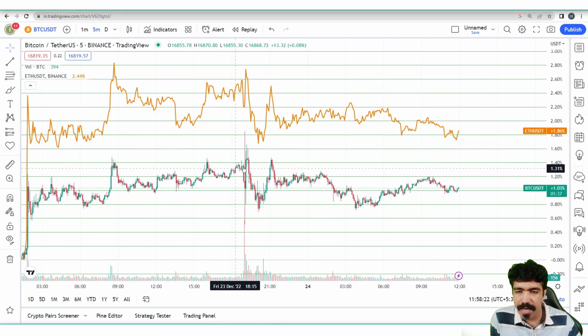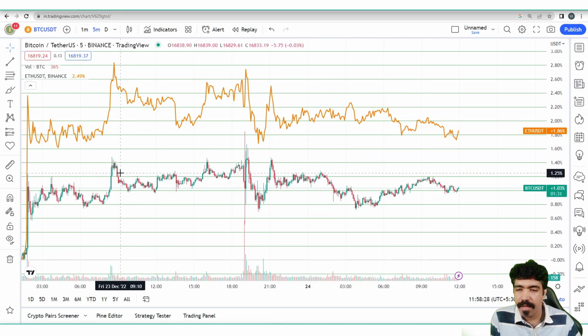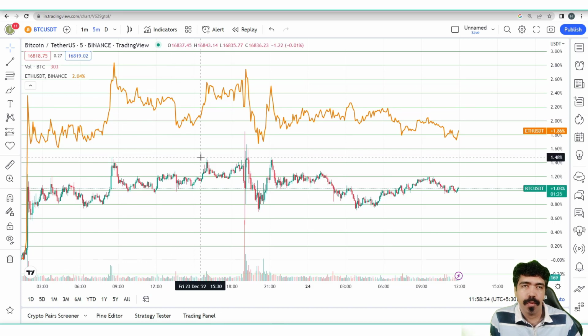The existing chart was Bitcoin, and this new chart is of Ethereum. The orange line shows the chart of Ethereum, and the normal candlestick chart shows the chart of Bitcoin. So this is the compare option. We can compare two or more tokens with it. This is the plus symbol to compare two or more symbols.